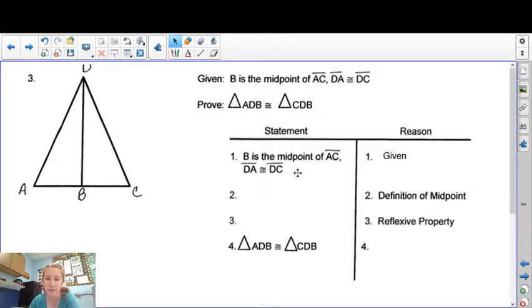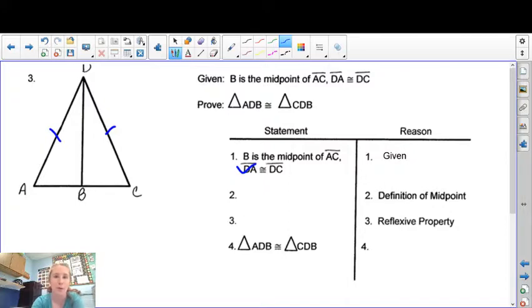All right, so let's see if there's anything I can do. Okay, I see the word midpoint, so that means I'm going to do something with midpoint down here. Not going to draw anything. But I have a congruent statement that I can put on there. So DA is congruent to DC. Okay, so I've got that. Cool. Marked off.